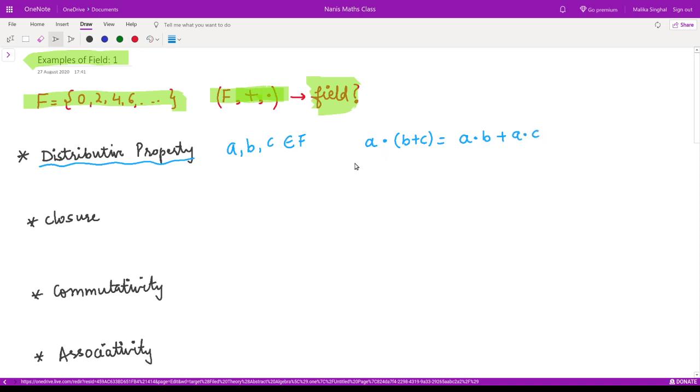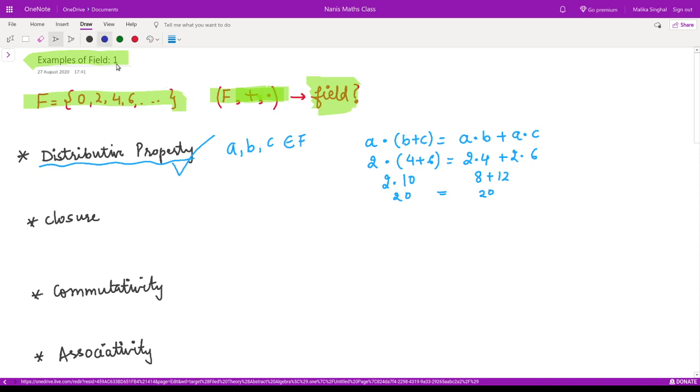So let us look at this property taking arbitrary elements. So let me take a as 2, b as 4 and c as 6, right? So this should be equal to 2·4 plus 2·6. So here I have 2·10, which would ultimately be 20. And from this side I have 8 plus 12, so this is also equal to 20. So these two are equal. That means the distributive property holds for this set with the given two operations.